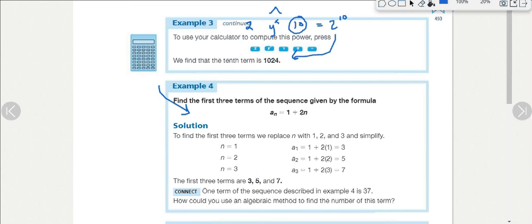Find the first 3 terms of the sequence given by this formula. The only change, they add 1 every time. So first term, you put 1 in where there's an n. So that ends up being 3. Second term is 1 plus 2 second, 5, and then the last one will be 7. You can kind of see it's a pretty basic pattern there.